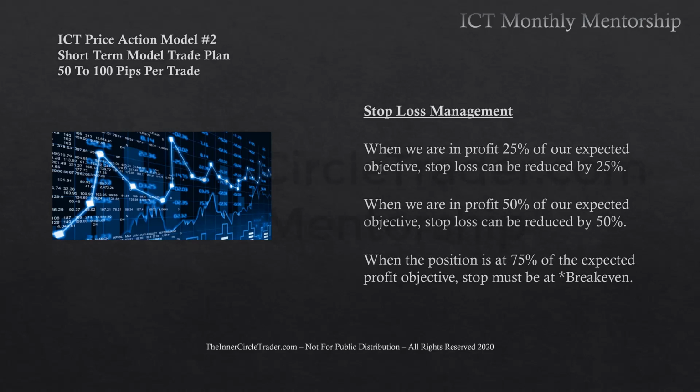When we are in profit 25% of our expected objective, stop loss can be reduced by 25%. When we are in profit 50% of our expected objective, stop loss can be reduced by 50%. When the position is at 75% of the expected profit objective, stop must be at break even or above it.